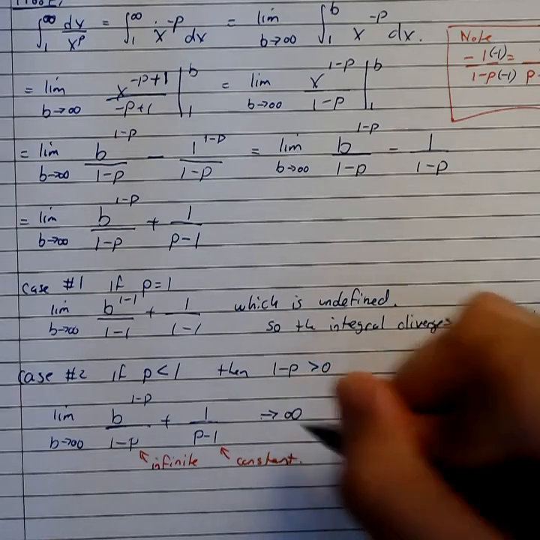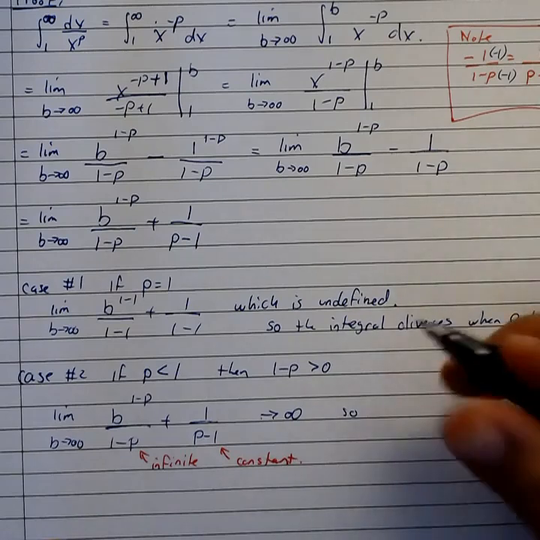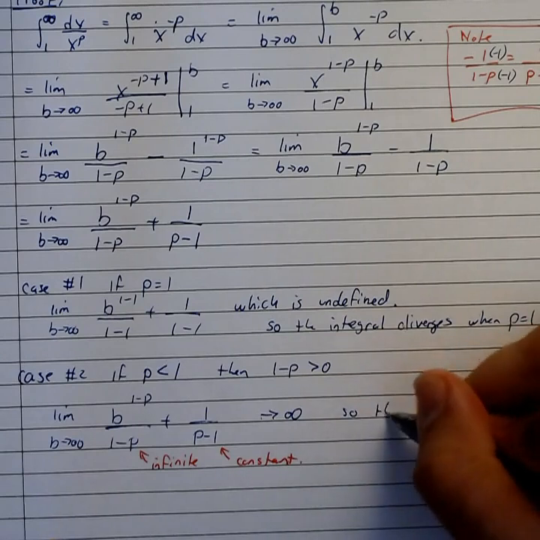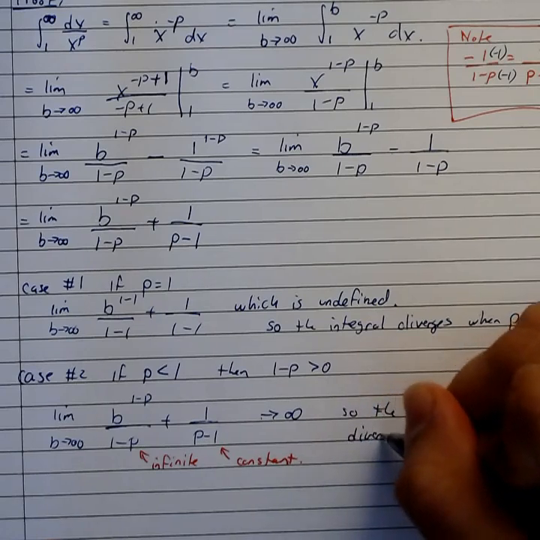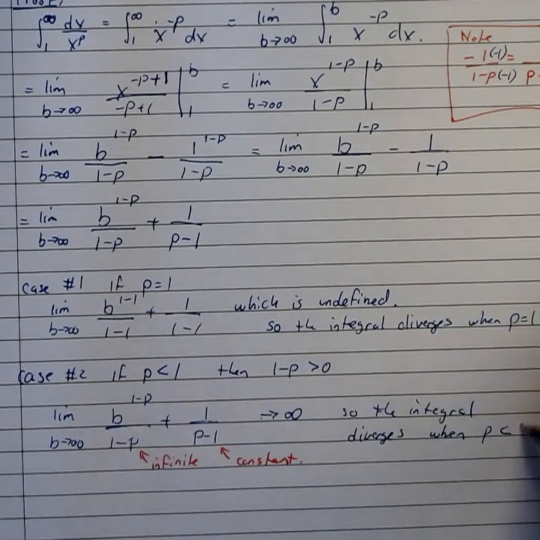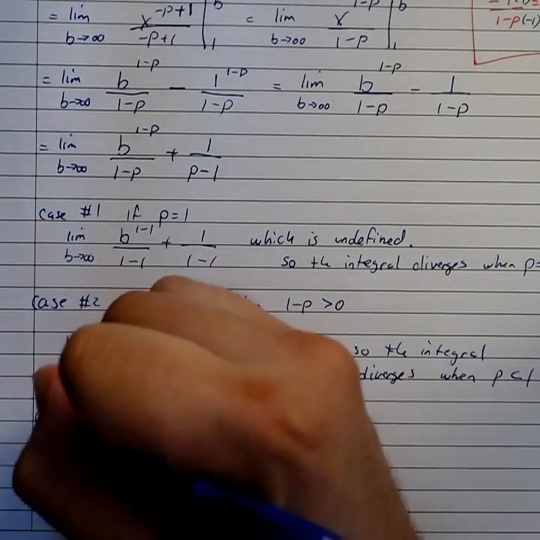This goes to infinity. Remember that if the limit goes to infinity, the limit does not exist, because for a limit to exist, it must equal a finite constant number. So that means the integral diverges when p is less than 1. We know what happens when p is equal to 1, and we know what happens when p is less than 1. What about when p is greater than 1? Well, that's our third case. Case number 3.